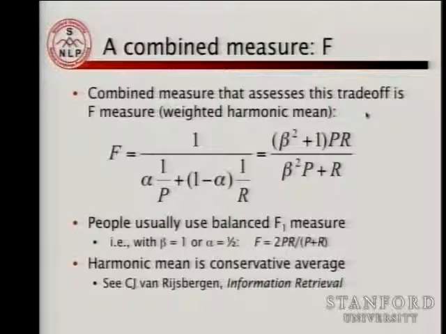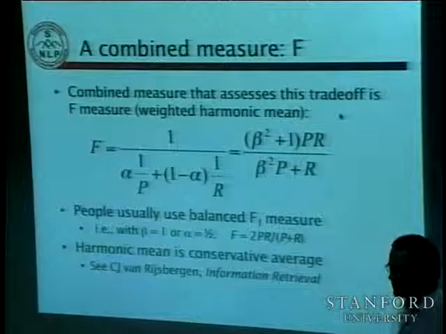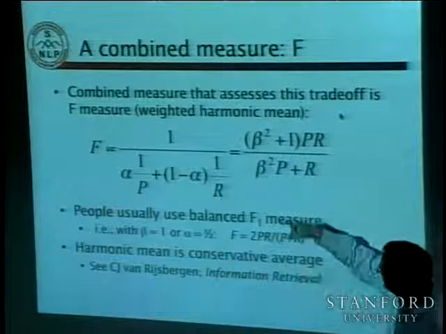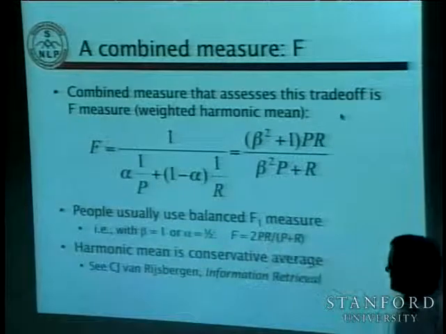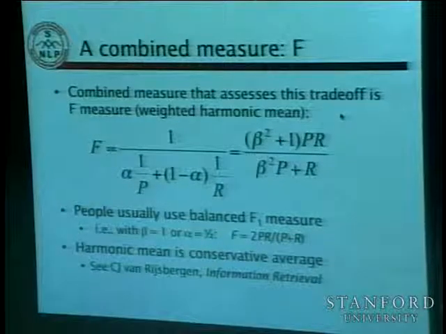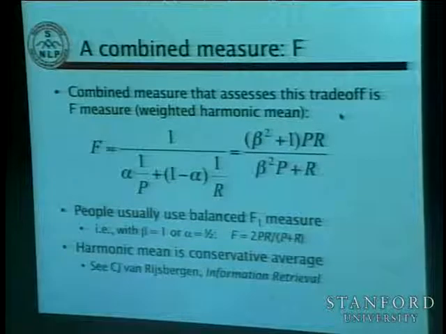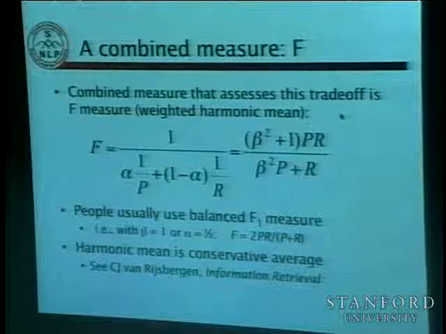In particular, the simplest case of the harmonic mean is when beta equals 1, which corresponds to alpha equals a half, where you just weight precision and recall equally. If you do that, it's easiest to do the math there, and what you end up with is that the F measure is 2 times the precision times the recall divided by the precision plus the recall. And that's the measure we'll use later on in the 3rd assignment.